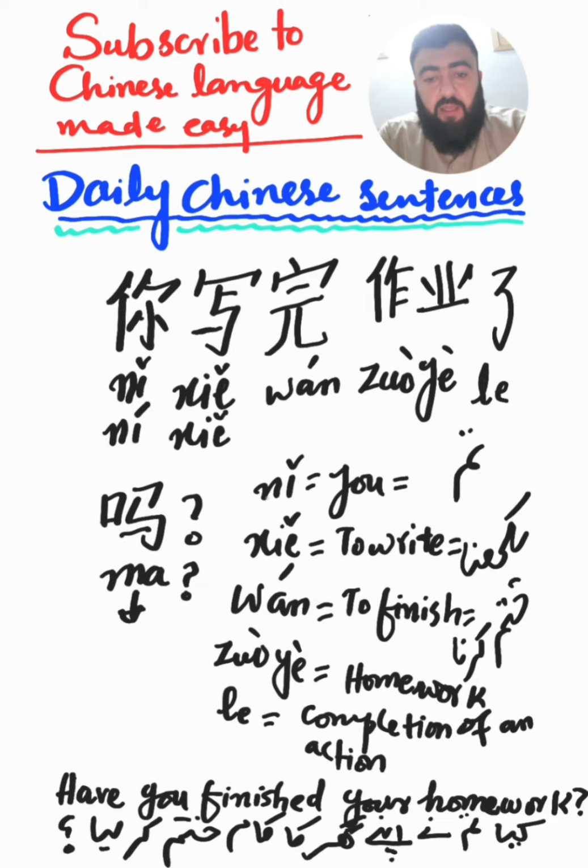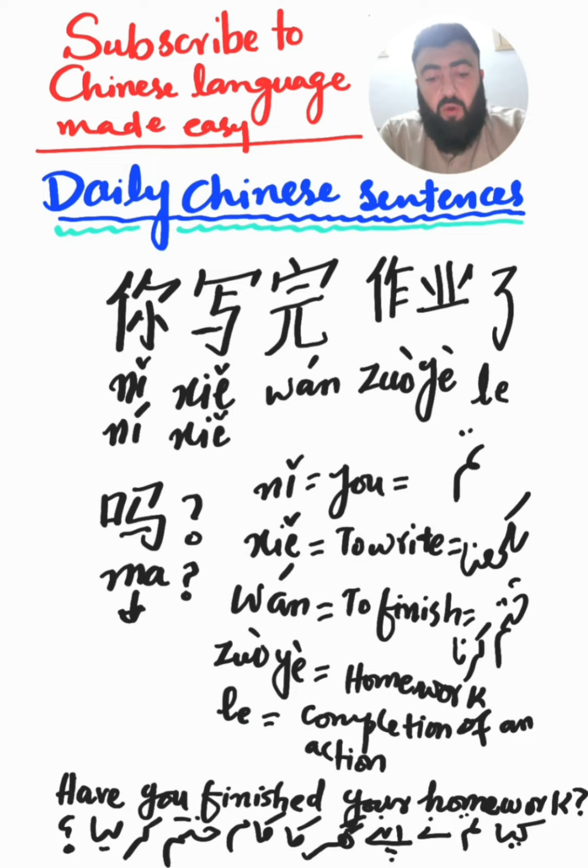你写完作业了吗？你 means you, यानी तुम. 写 means to write, यानी लिखना. 完 means to finish, यानी ख़त्म करना. 作业 means homework, यानी घर का काम. 了 is an auxiliary or a particle which is used in a Chinese sentence to indicate the completion of an action. कोई काम ख़त्म हो गया है तो उसकी तरफ इशारा करता है, इसका एक इस्तेमाल है. It is one of the uses of this word.